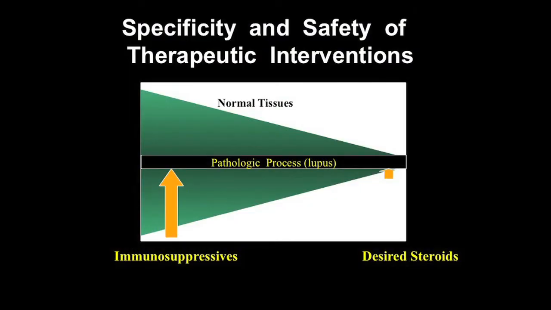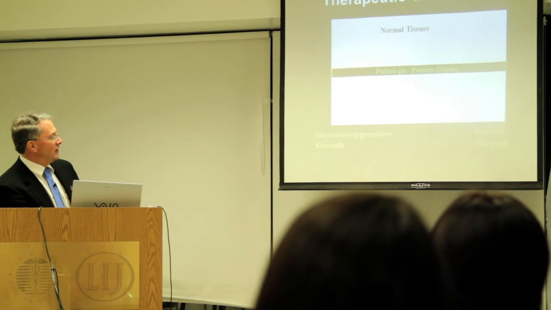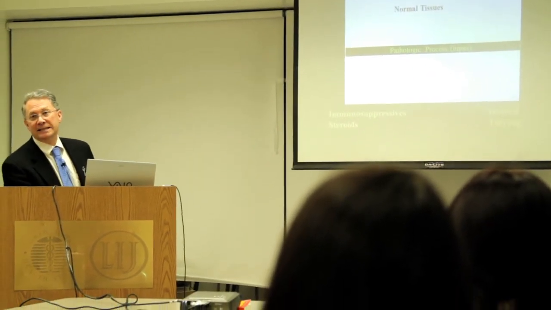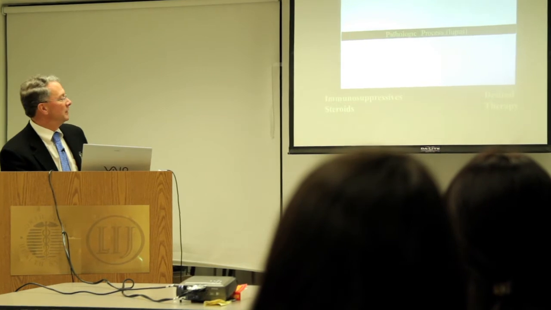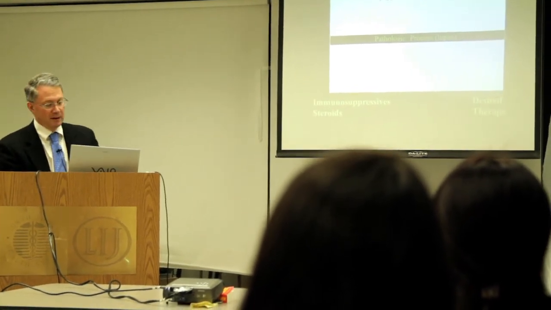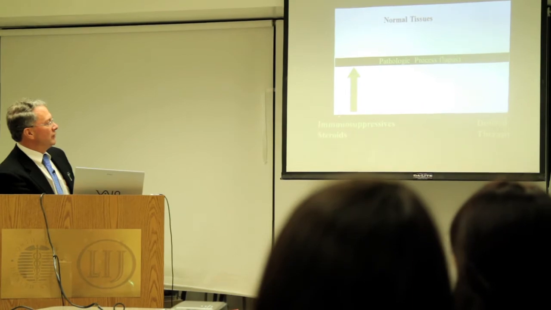Shown in a graphic way, let's say this is the body. This box represents a normally functioning body. Those are normal tissues. But then all of a sudden a pathologic process develops. In this situation, lupus. So lupus is this black box there. Well, we have medicines at our disposal, immunosuppressives like azathioprine, Imuran or Cellcept. We have steroids. And when you use something like steroids or an immunosuppressive, it's not particularly targeted, versus the desired therapy, which would be highly targeted.